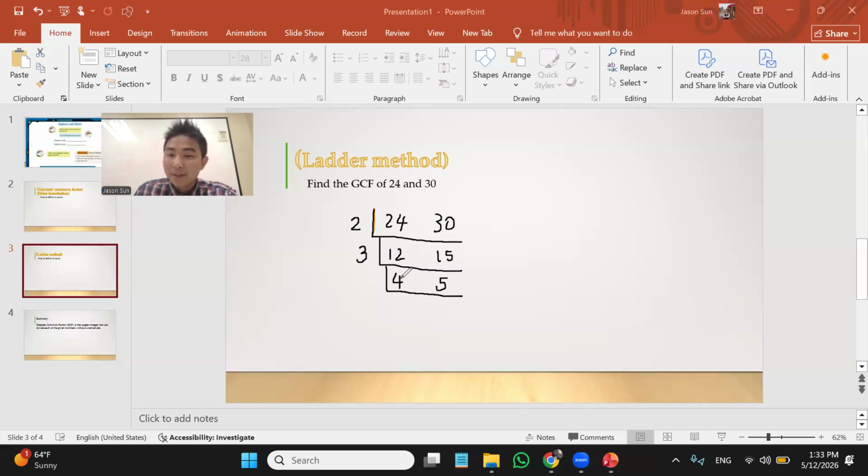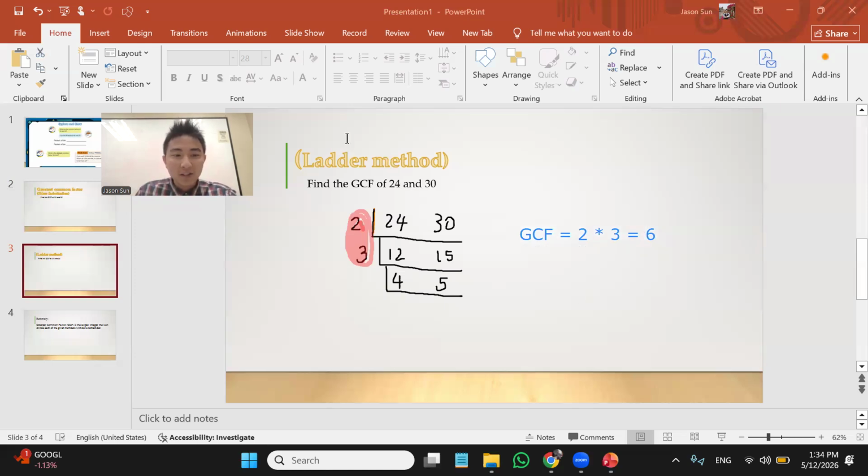Now, is there any number that can divide both 4 and 5? No, we do not have that. So when we are left with 2 numbers that cannot be divided by any number other than 1, we just stop there. So this is our final step. Now, finally, we take the numbers on the left side, we get 2 and 3 again. So same strategy for the greatest common factor, GCF: you multiply the numbers on the left side, and that also gives you 6, right?